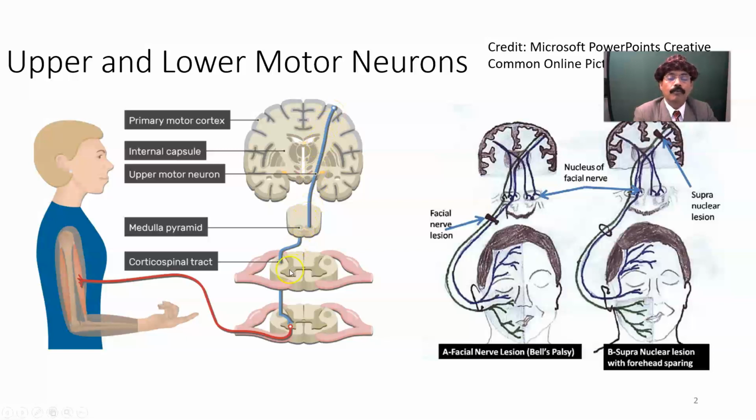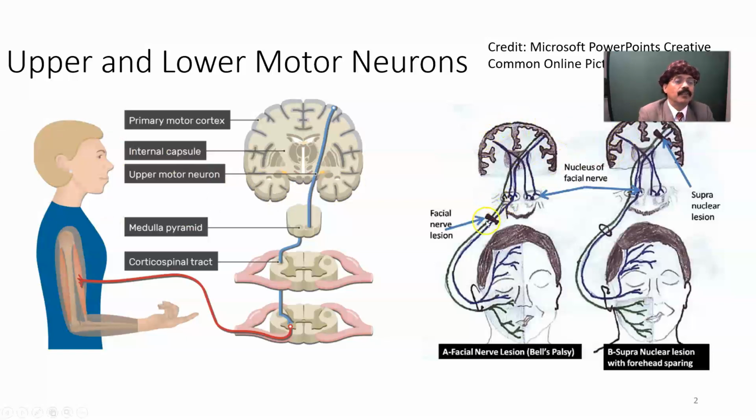What is the lower motor neuron? From the anterior gray horn, it goes to the muscle. So from here to here is the lower motor neuron, and this to this is the upper motor neuron. But some upper motor neurons end up in the brain stem, and some upper motor neurons are present in the brain stem also, like those of the red nucleus, the reticular nucleus, and even part of the vestibular nucleus.